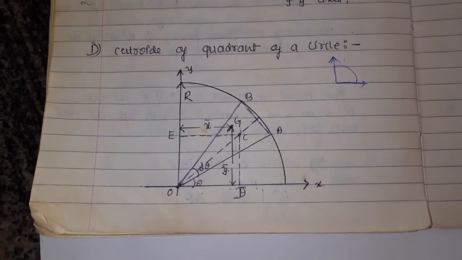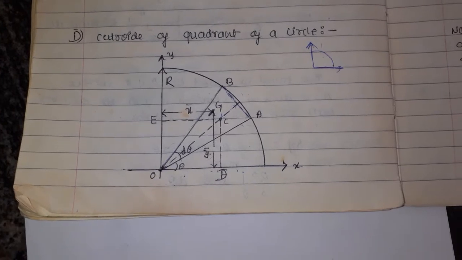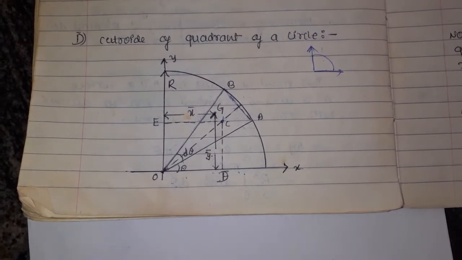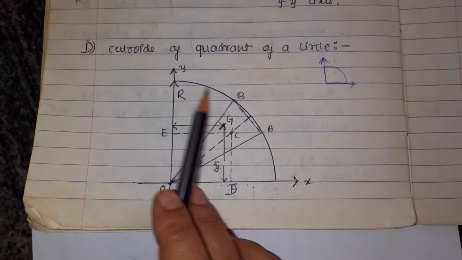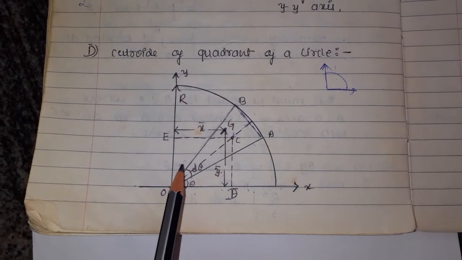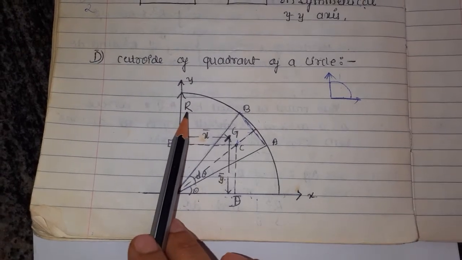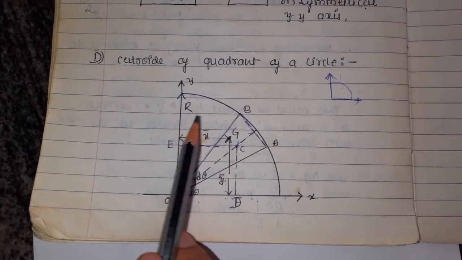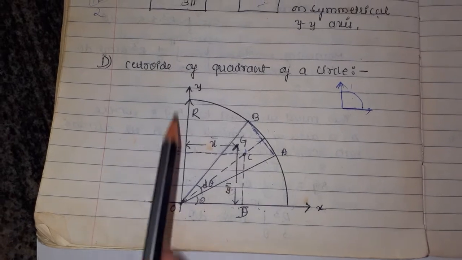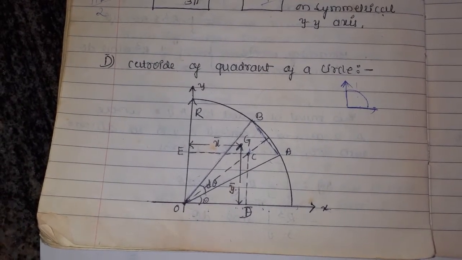So next is the centroid of a quadrant of a circle. For that, let us consider the quadrant of a circle, as you can see here, of radius r. The radius of this quadrant is also r. Let the x-axis and y-axis be the reference axes we are going to consider.